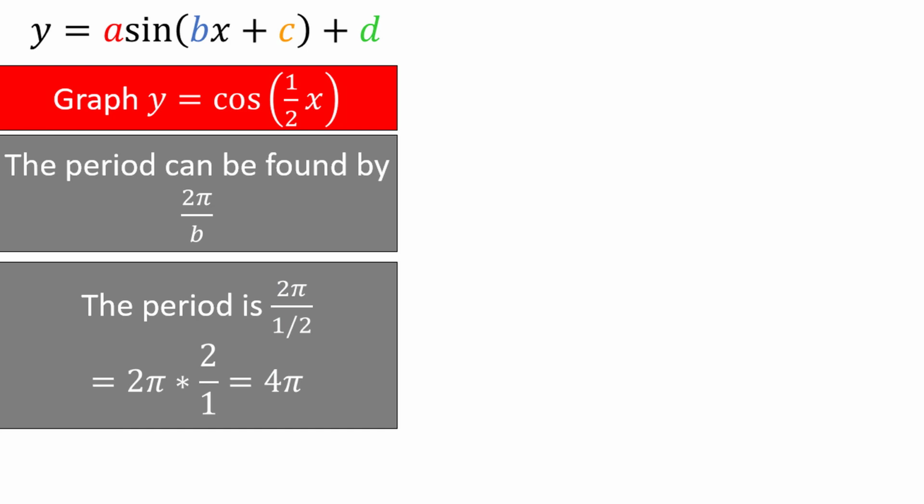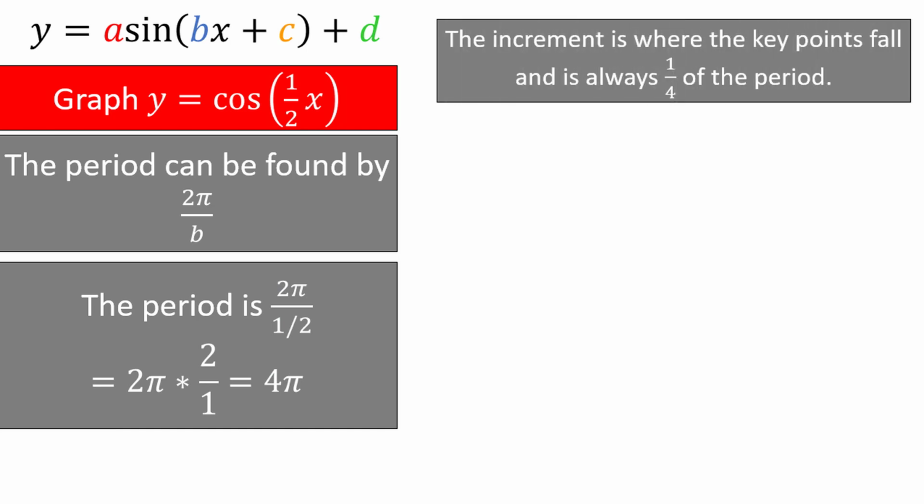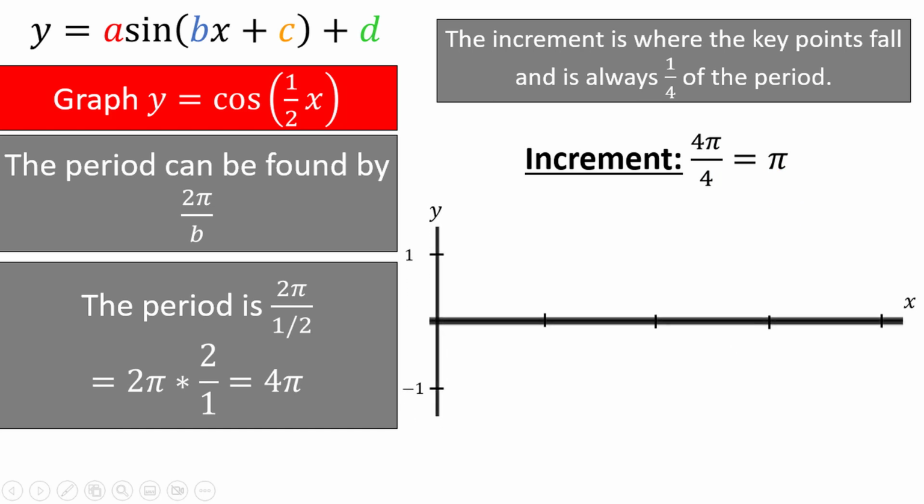Now, on any trigonometric function, we have important key points on the graph at every quarter of the period. This is what I've been calling the increment. Typically, for the untransformed cosine or sine function, the period would be 2 pi, so 1/4 of that is pi over 2. So we typically have important points at every pi over 2 radians. But for this function, we already found that the period is 4 pi, so we will instead have important key points at 1/4 of that, which would just be pi. 1/4 of 4 pi is just pi. Let's start to graph our function.